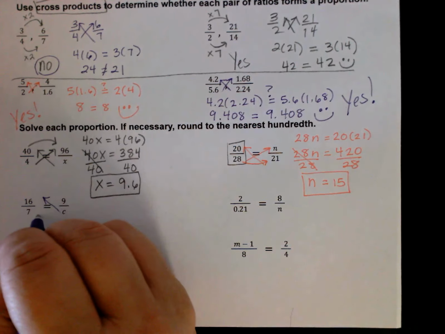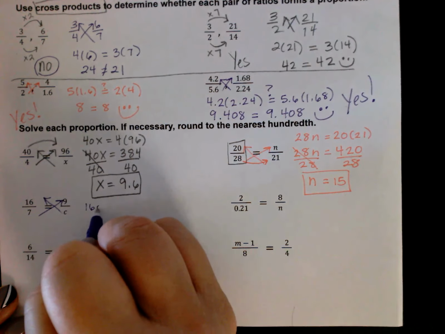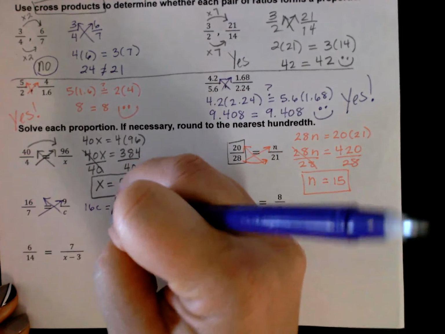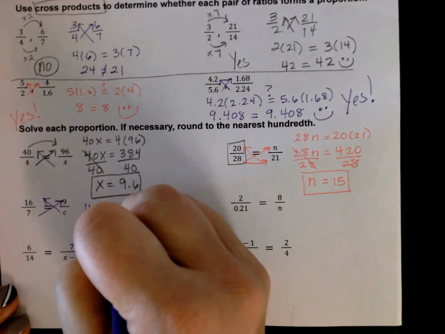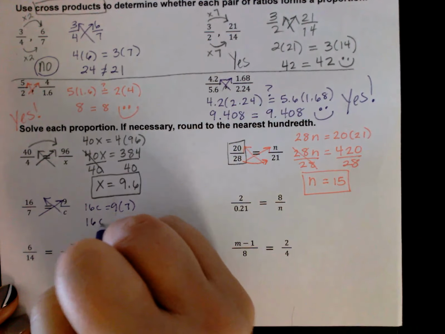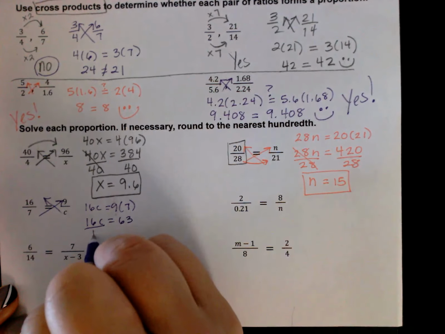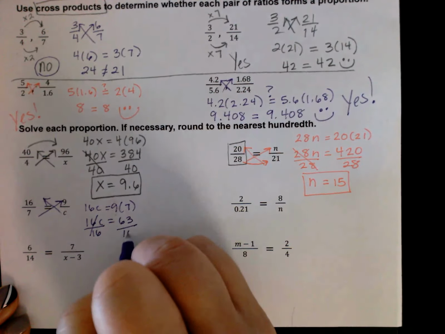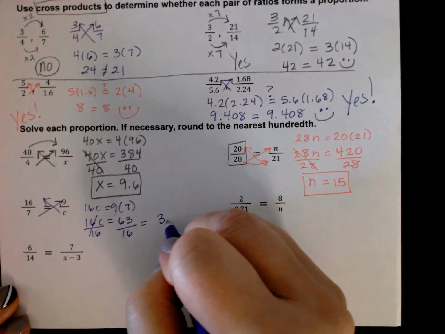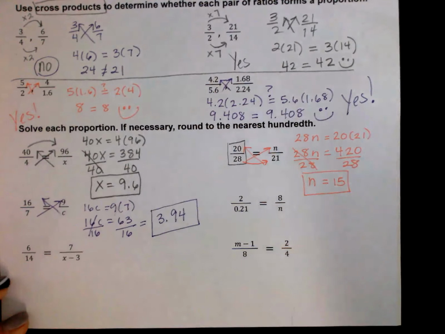I'm going to do my cross product. 16c equals 9 times 7. I was jumping ahead to the answer. So I get 16c equals 63. I'm going to divide by 16. I will end at 3.94, 3 and 94 hundredths.